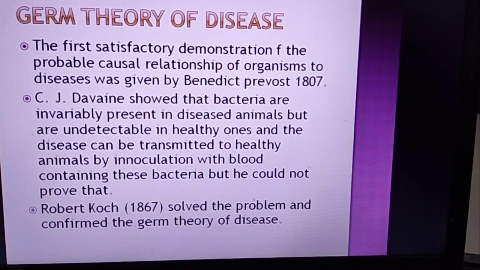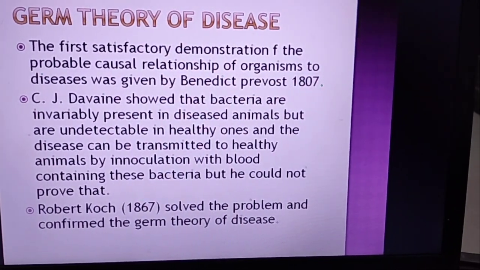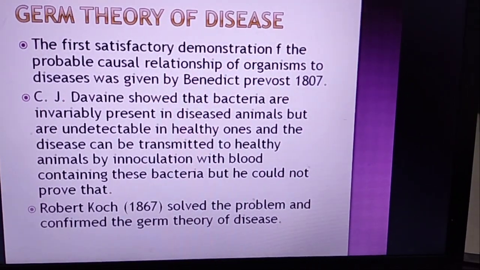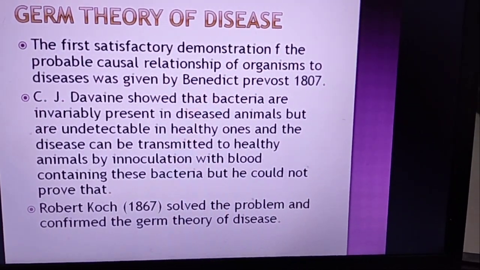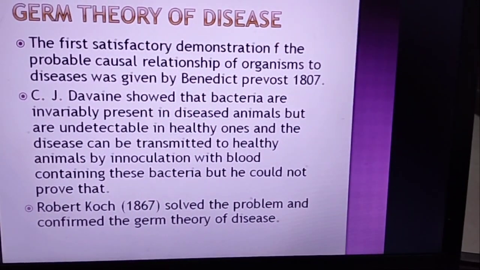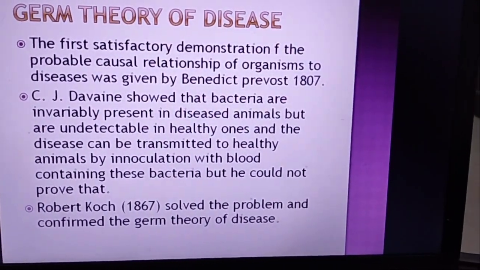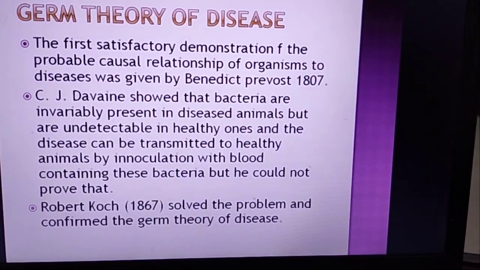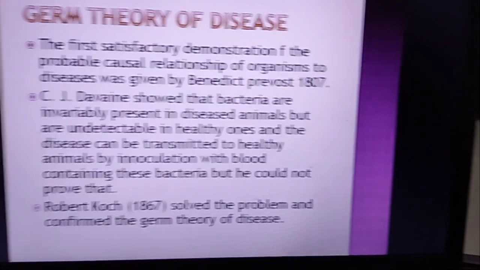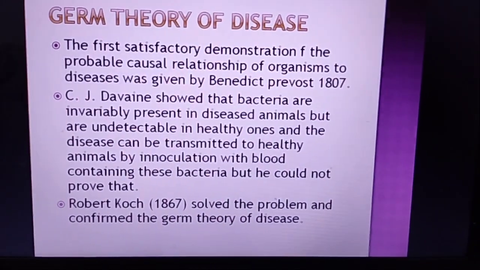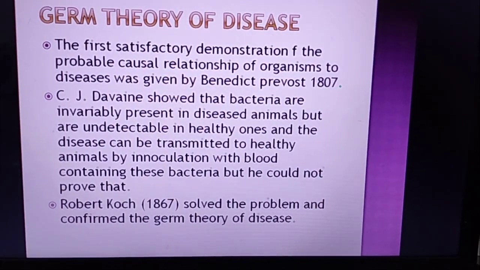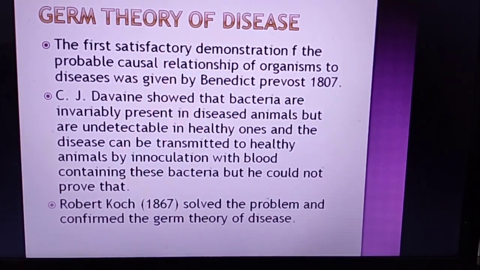Secondly came C.J. Davaine, who showed that bacteria are invariably present in diseased animals but are undetectable in healthy ones. So he studied this, and said that the diseases can be transmitted to healthy animals by inoculation with blood containing these bacteria, but he could not prove that.